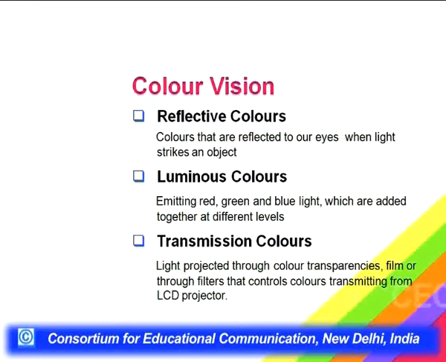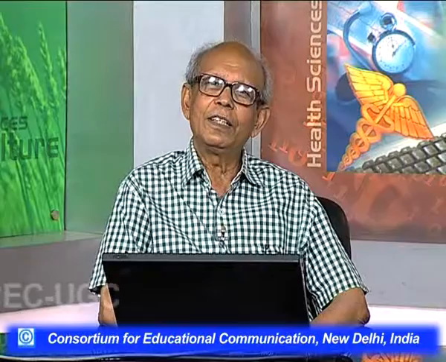But not always the colors will be reflected from the natures and the objects. For example, you can view a color from a computer screen or television screen. In this case, color is not falling on the television screen and reflecting to your eyes. Rather, the color is illuminated inside the computer or the television screen. That illuminated light will be coming to our eyes.